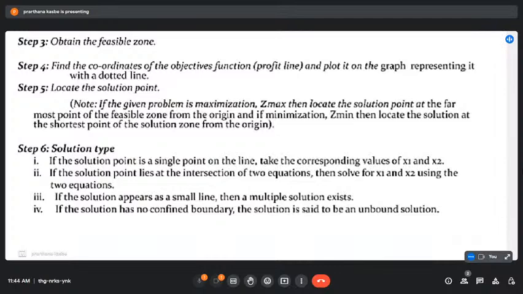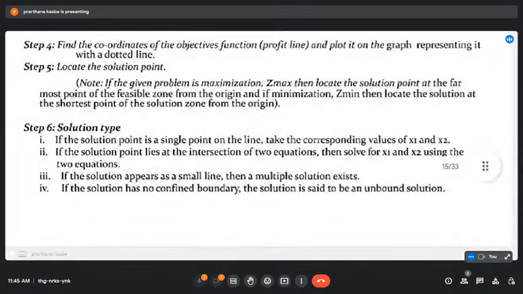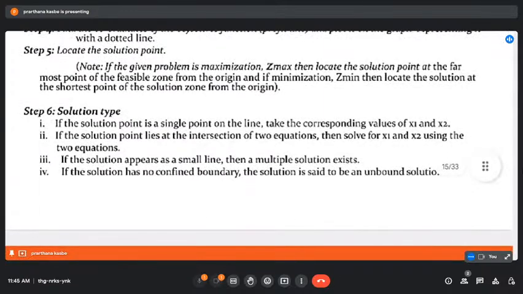And solution type, if solution point is a single point on the line, take the corresponding values of x1, x2. x1 means good 1 and good 2. If the solution point lies in the intersection of two equations, then solve the x1, x2 using the two equations. If the solution appears as a small line, then a multiple solution exists. If the solution has no confined boundary, the solution is said to be unbound solution.